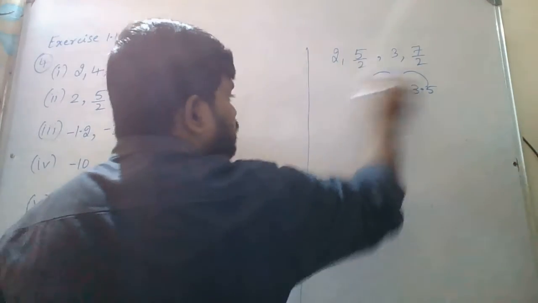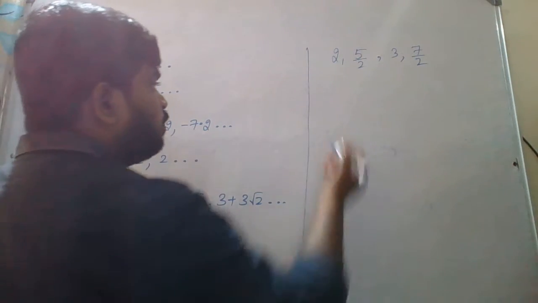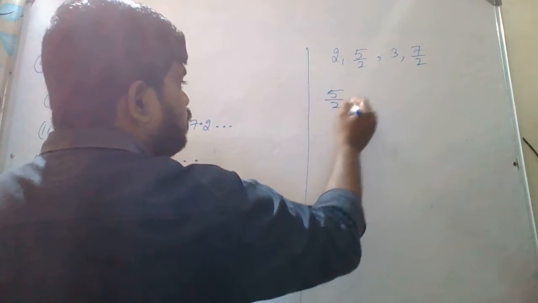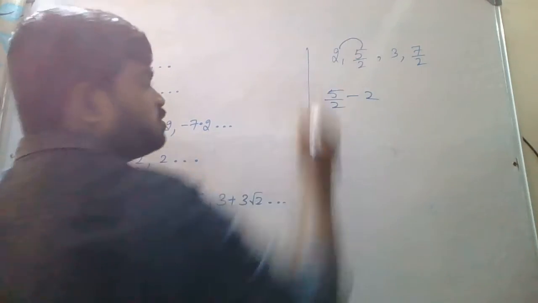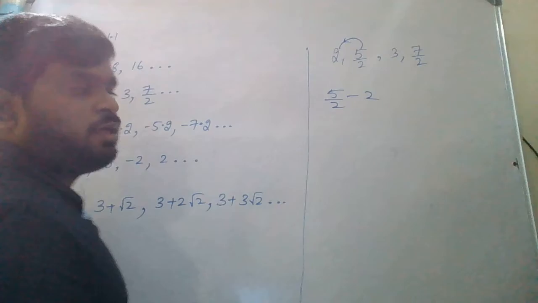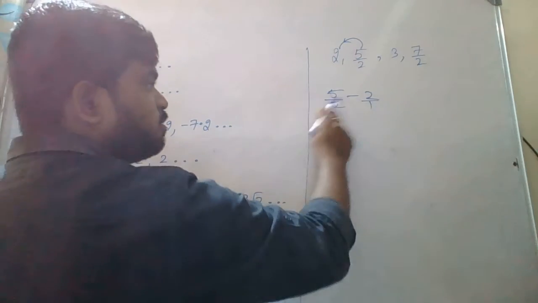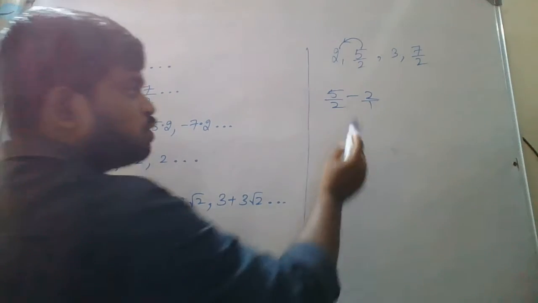Or suppose you're not converting this into decimal, how will you solve it? Simple. 5 by 2 minus 2. Let's subtract these two things. So this 2 can be written as 2 by 1. Take the LCM. What is the LCM of 2 and 1? It is 2. So here it is 2.